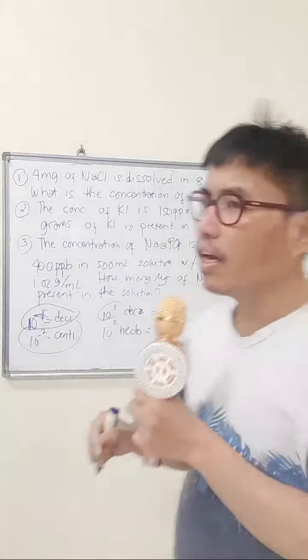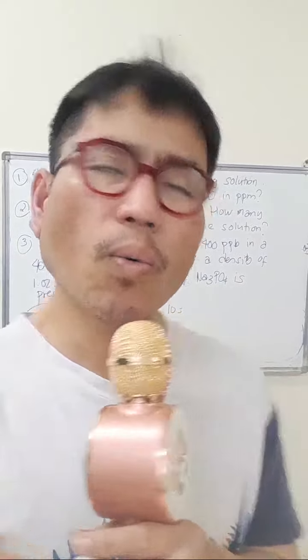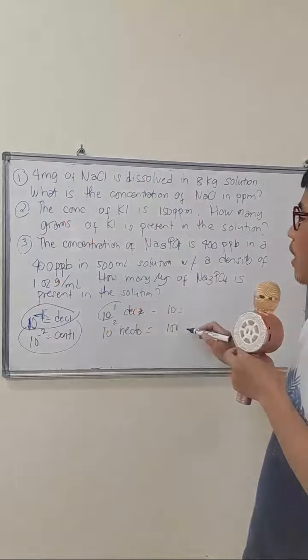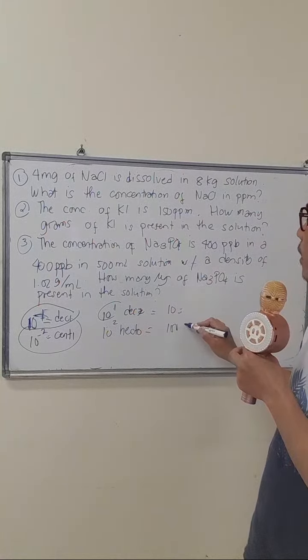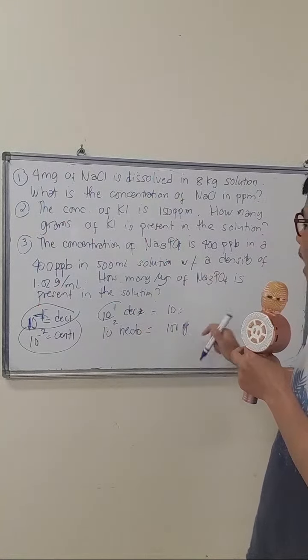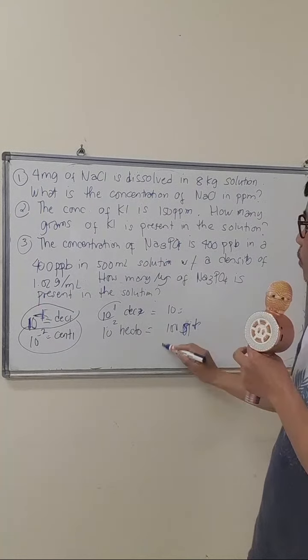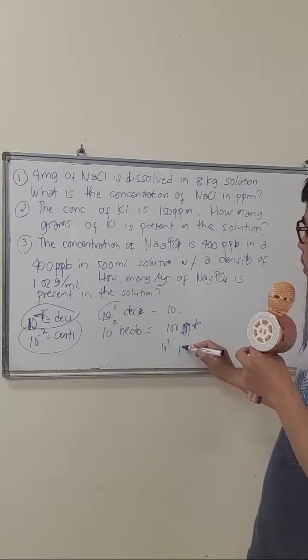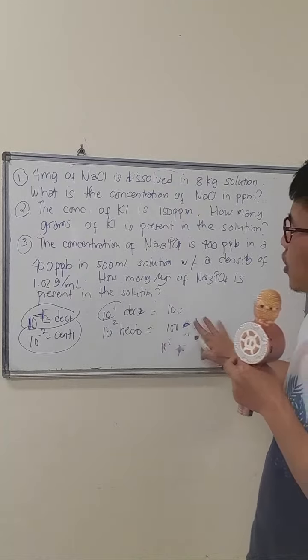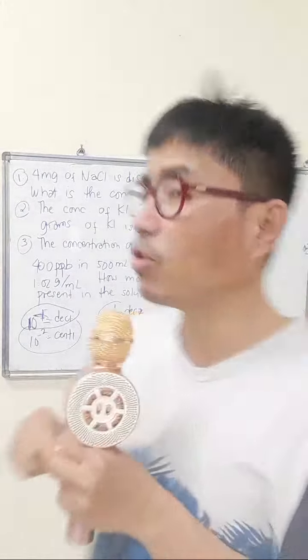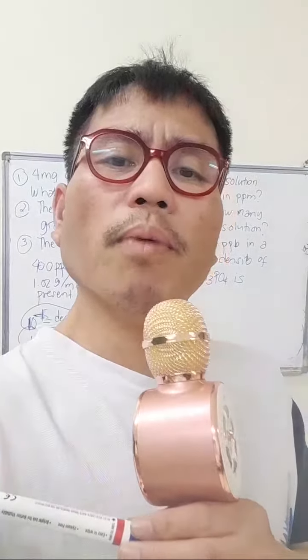Meaning to say there are 100 sides. 10 to the 2, that's two zeros. Okay, so, bye-bye.